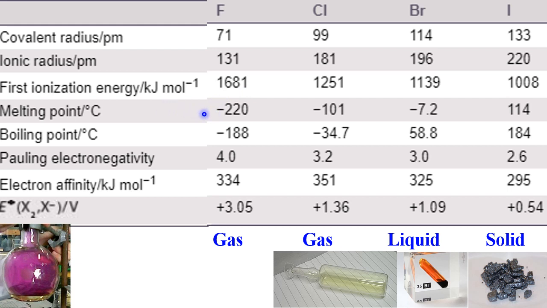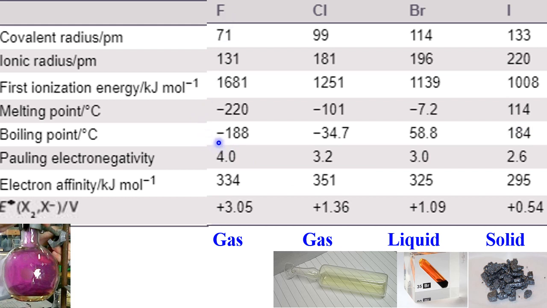At room temperature, fluorine and chlorine are gases, boiling point below zero. Bromine is liquid, and iodine is solid.